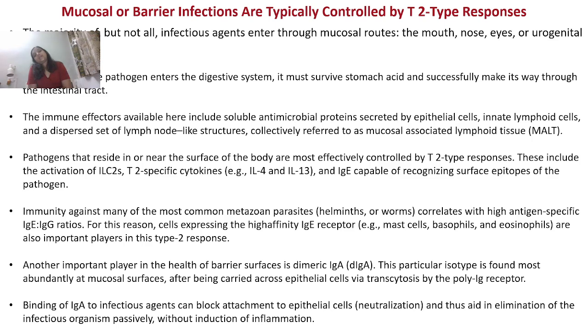But sometimes it enters through our digestive system. Suppose it is entering through our mouth, it should reach the digestive system. In the digestive system, we know that our stomach is acidic, and there is acid inside our stomach. So it should survive that stomach acid first. Then it should make its way through the intestinal tract. But if the stomach acid is capable of killing the pathogen, it won't be able to reach the intestinal tract. So at every step there is a layer.